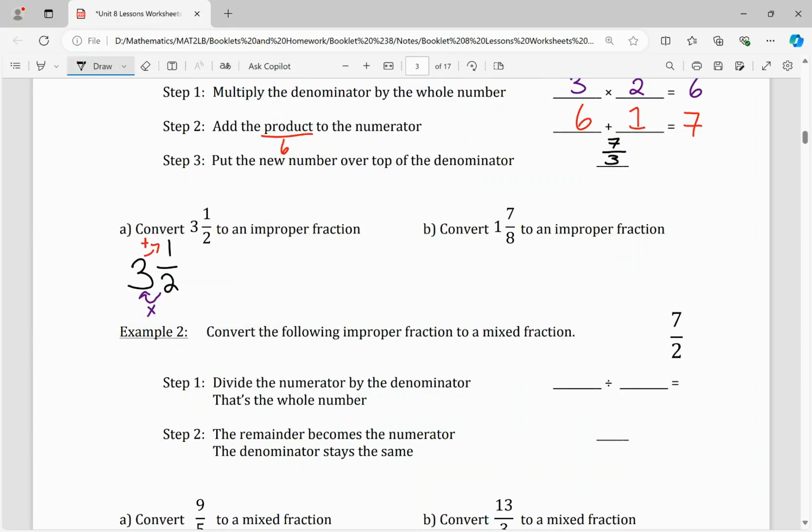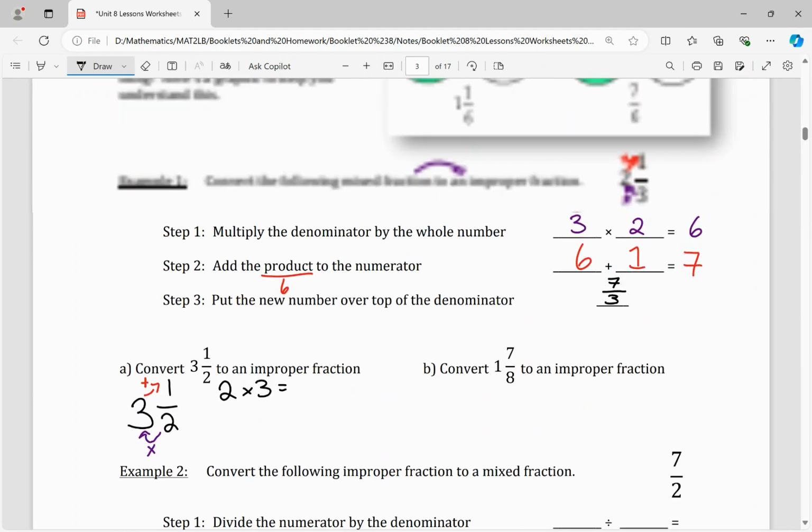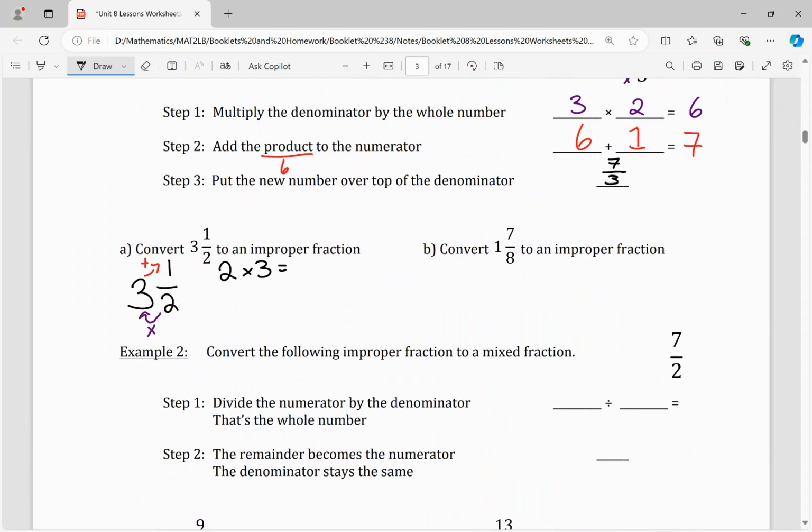So 2 times 3 is equal to 6, and 6 plus 1 is equal to 7. Therefore, the answer is 7, our final number, over 2. We keep the denominator the same.